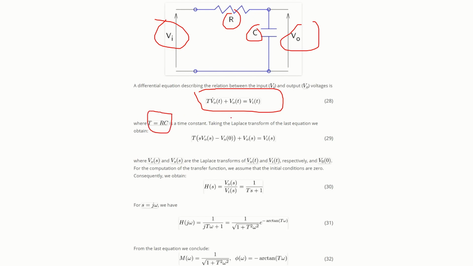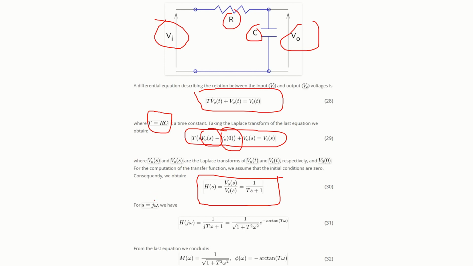Now, taking the Laplace transform of the last equation, we obtain the following equation. And taking into account that we assume the initial conditions are zero, this is the initial condition and this is the Laplace transformation, we can derive equation 30. So equation 30 is the transfer function of the RC circuit. It is a first order system. To repeat, capital T is a time constant.